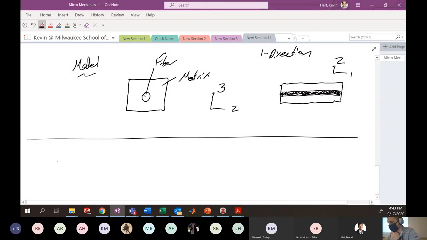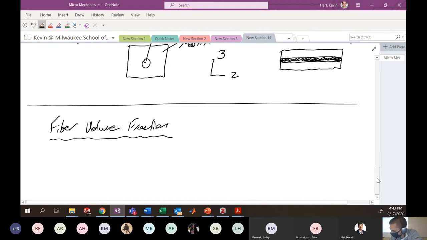And let's talk about an important concept. I've talked about this a couple of times already, but let's put it in writing now. And that is the fiber volume fraction. So let's put some definitions to the words, eh? I think the definition's pretty self-explanatory. Anyone want to guess? How about the volume fraction of fibers in the composite?